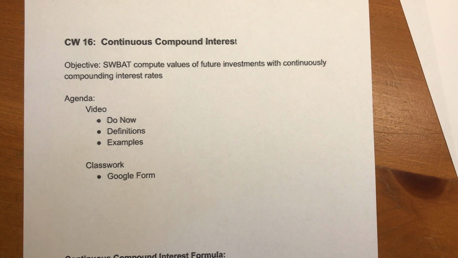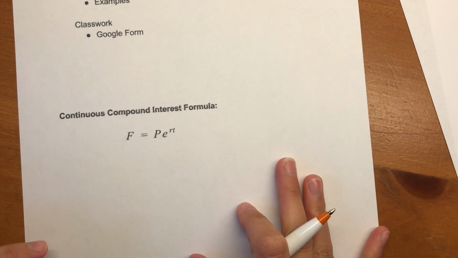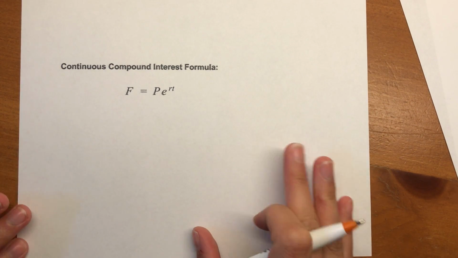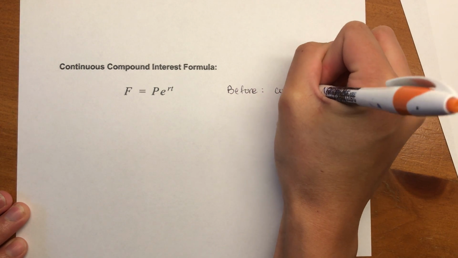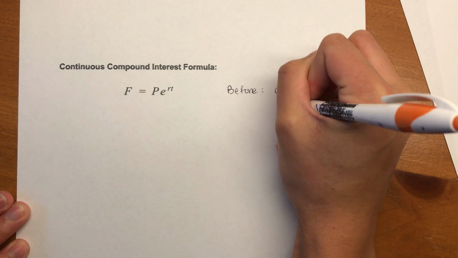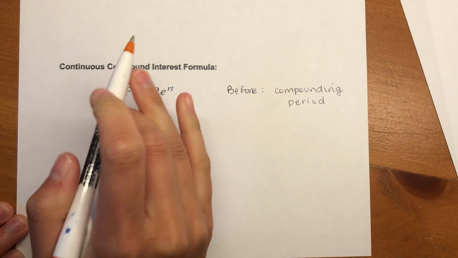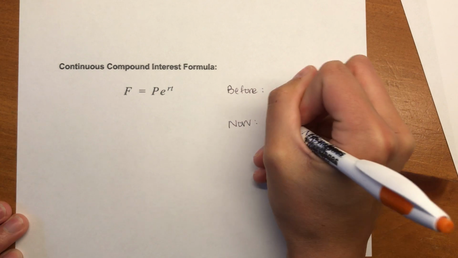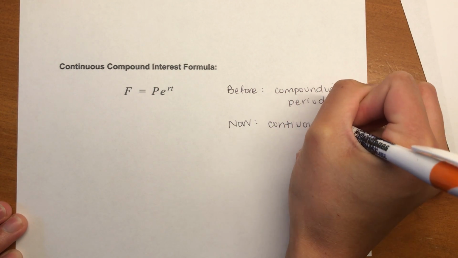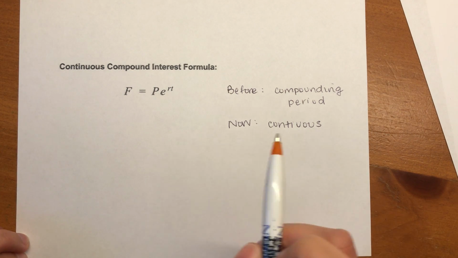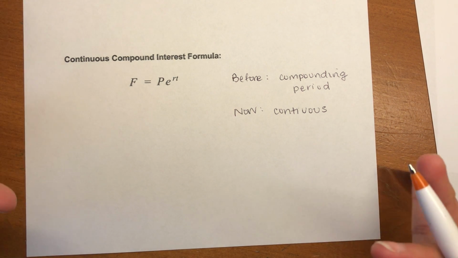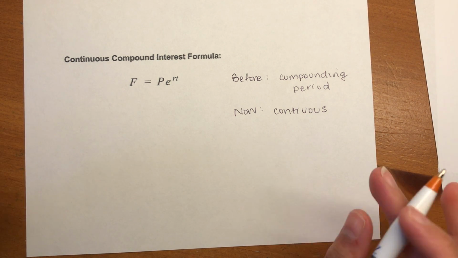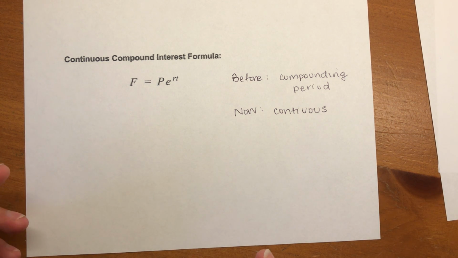So in the last lesson, 15, we talked about compound interest, right? But now we're going to talk about continuous compound interest, okay? So before, we had a compounding period, right? Now we're making the assumption, or we're being told, that the compounding period is continuous. So what that means is that our interest is compounding the most number of times possible within a year, so that we can maximize the return, or get the most money out of our savings, right?